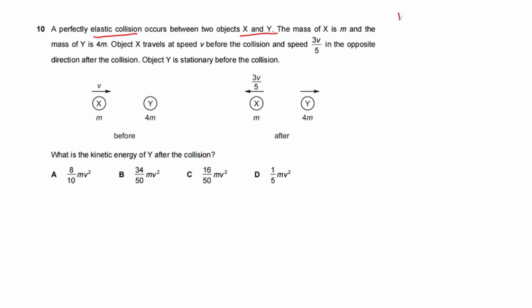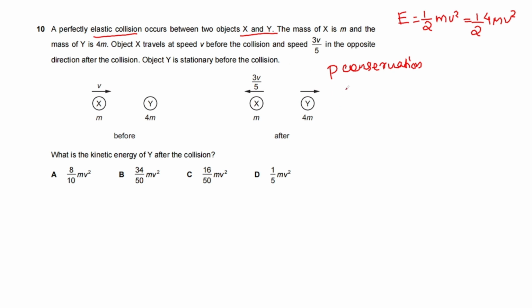So the kinetic energy formula is half mv squared. The m value for this object Y is 4m, so half 4m v squared, but we don't have the velocity for this object Y after the collision. So you need to first find out this v value. So which formula could you use? You can use the momentum conservation here, since the collision is a perfectly elastic collision.